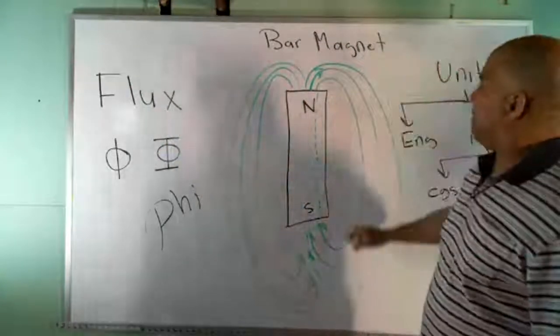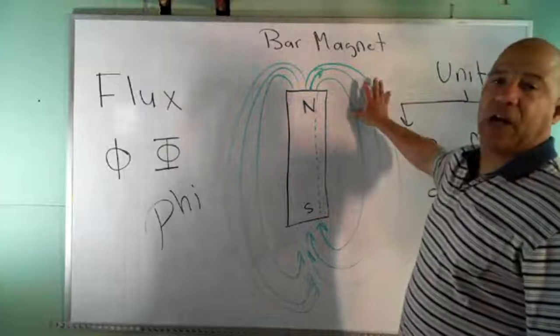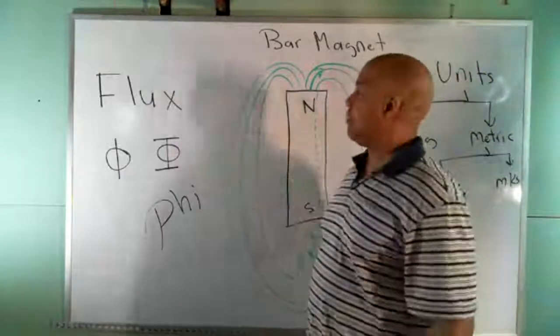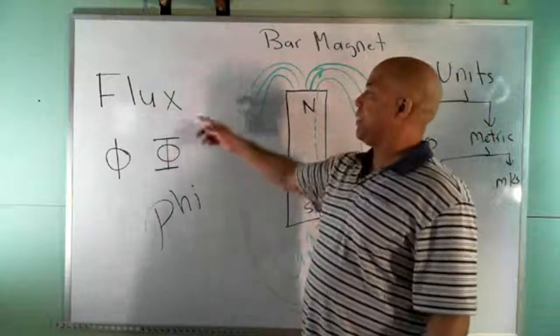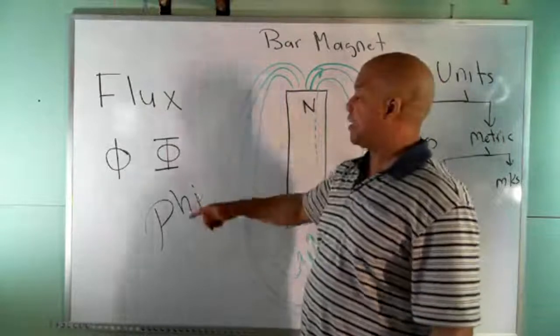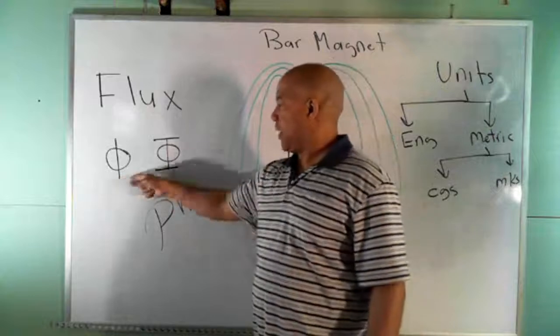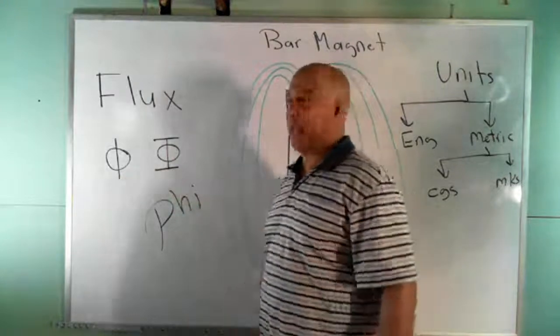And so the group together, we call that flux. So this new term is flux, or magnetic flux, if you want to be strictly correct. And then we said there's a symbol to represent flux, the Greek letter, I guess that's phi. You can draw it this way or this way. So that's where we are now.